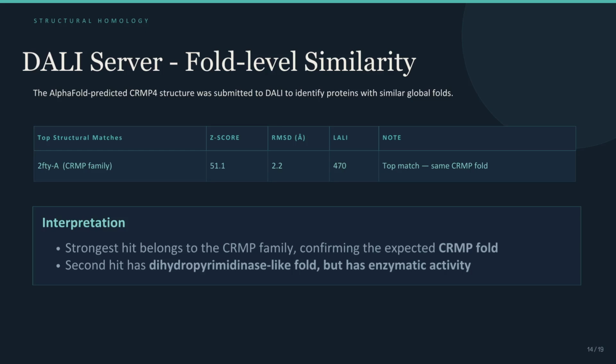DALI supports the conclusion that CRMP4 retains a conserved ancestral dihydropyrimidinase-like folded core, even though its role has diverged away from the enzymatic catalysis.